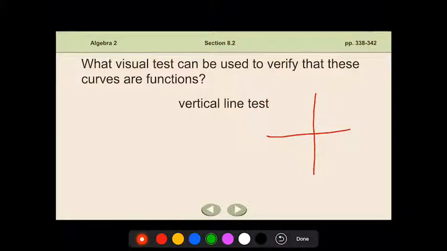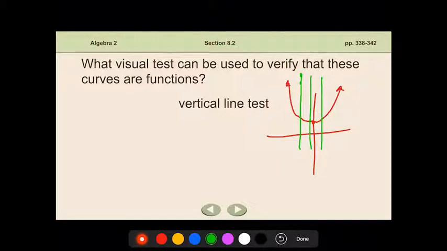Well, what happens, Mr. Collin, if it's like a parabola? We've graphed parabolas this year, and it goes up like this, and it's going to go over like this. Is that a function? Well, you do the same thing. You just draw vertical lines, and if each line intersects in one spot, then you know it's a function.